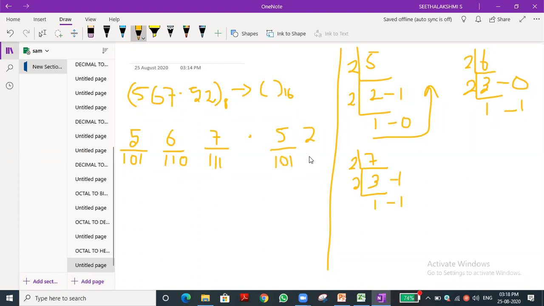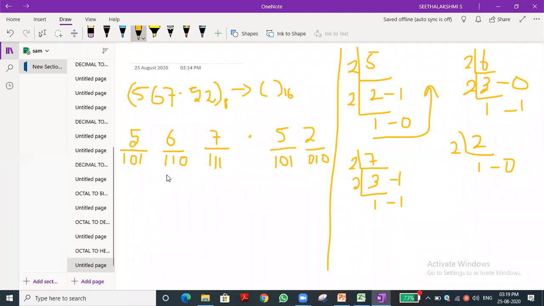Okay. For 2, what is the value? Divide by 2: one 2 is 2, remainder 0. So the value is 1 0. We got the value 1 0, but it is not in the form of 3 bits. So we need to add one more 0 with it. Have you understood this one? So now it is this number.